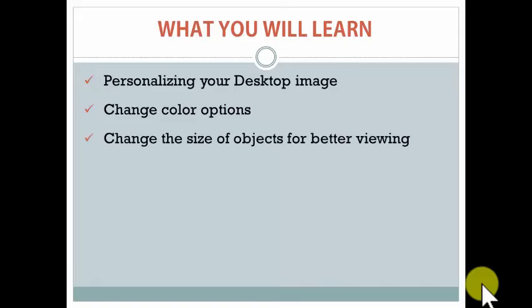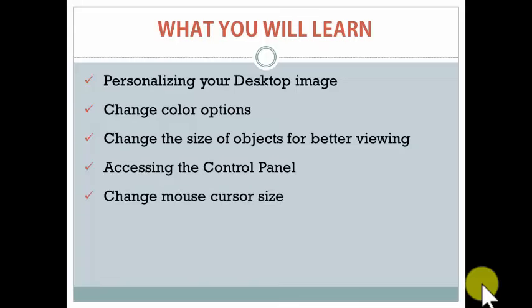We're going to be able to also change the size of objects for better viewing. And those objects could be icons, icon text, menus, and title bars. It can also be working with mouse options within our control panel. So we're going to go into our control panel and then be able to change the mouse cursor size as well as modify several different mouse click options.